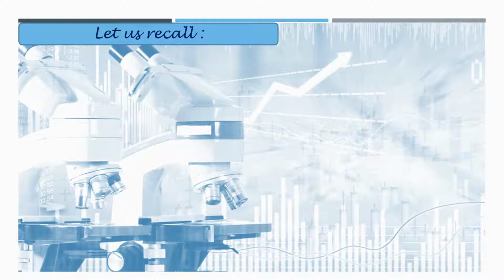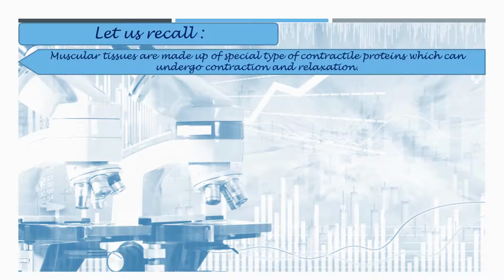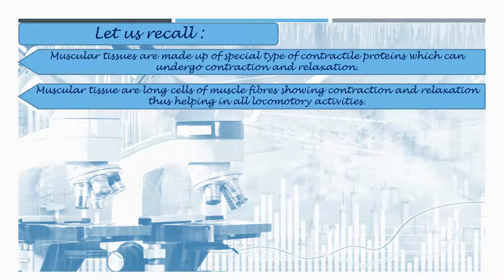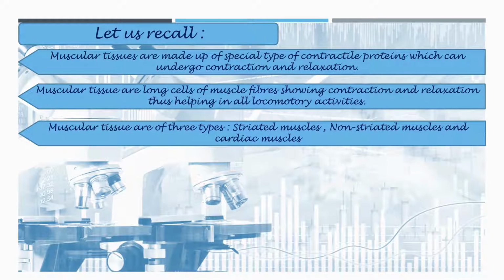Now students, let us recall first what we have learned in module 2. We learned about muscular tissue. Muscular tissues are made up of special type of contractile proteins which can undergo contraction and relaxation. Muscular tissue are long cells of muscle fibers showing contraction and relaxation, thus helping in all locomotory activities. Muscular tissue are of three types, that is striated muscles, non-striated muscles, and cardiac muscles.